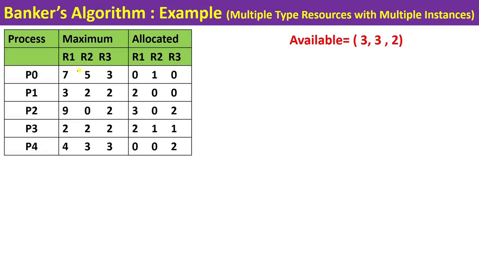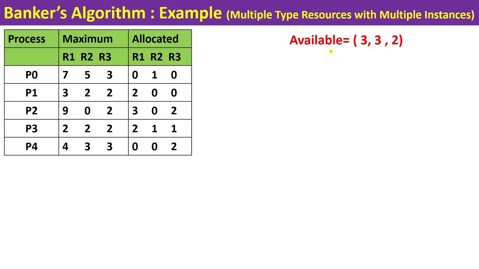So that means you can say P0 needs 7 instances of the printer, P0 needs 5 instances of my CD-ROM, and P0 needs 3 instances of the tape drive. Now another thing that is given to us is the number of available resources in our computer system. So we are left with 3 printers, 3 CD-ROMs, and 2 tape drives.